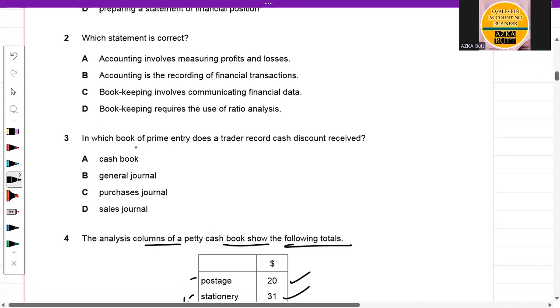In which book of prime entry does a trader record a cash discount receipt? So we know that whenever you are receiving a cash discount, you will be recording this first of all in the cash book. It will not be recorded here.